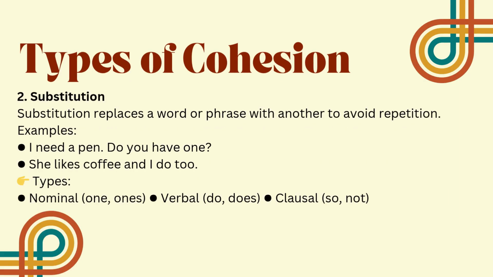Substitution replaces a word or phrase with another to avoid repetition. You can see the example: I need a pen. Do you have one? She likes coffee. I do too. Here we use two substitutions. In the first example, one is a substitution and in the second example, do is the substitution. There are some types of substitutions. You can see nominal, verbal, and clausal.